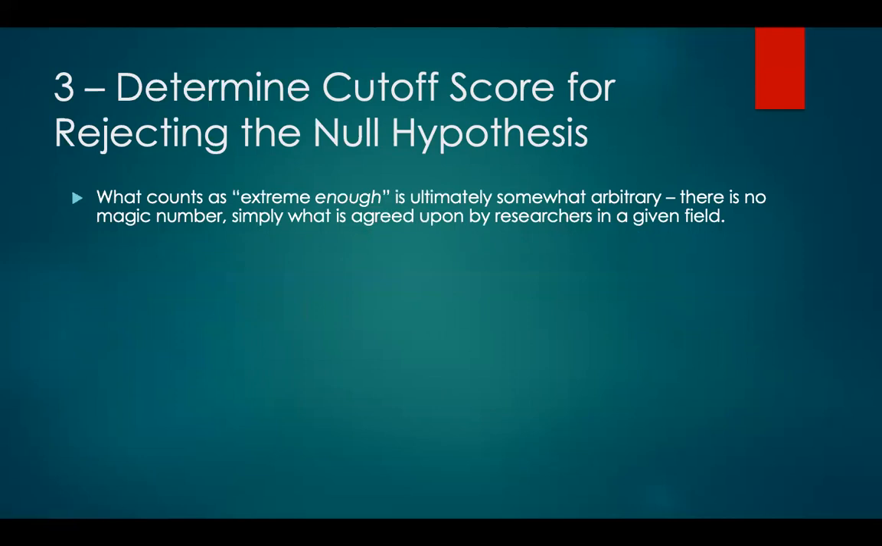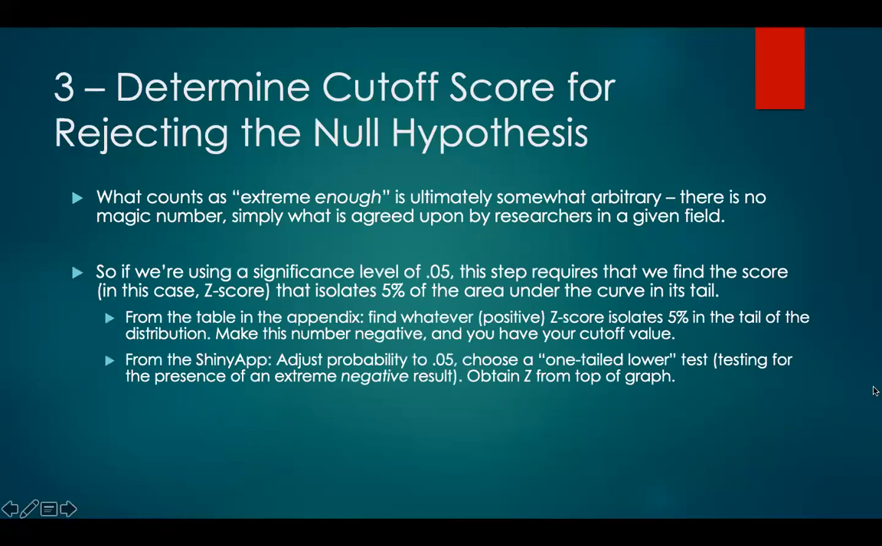Now, what counts as extreme enough is ultimately somewhat arbitrary. There is no magic number, simply what is agreed upon by researchers in a given field. So if we're using a significance level of 0.05, which is standard in social sciences, this step requires that we find the z-score, or the score in general, that isolates 5% of the area under the curve in its tail. From the table in the appendix, we find whatever positive z-score isolates 5% in the tail of the distribution, and we make this number negative, and that will be your cutoff value.